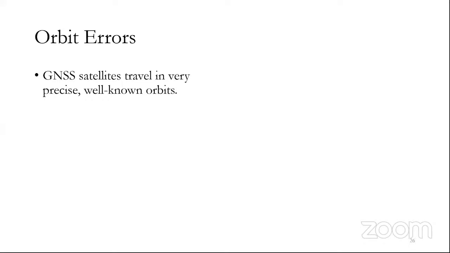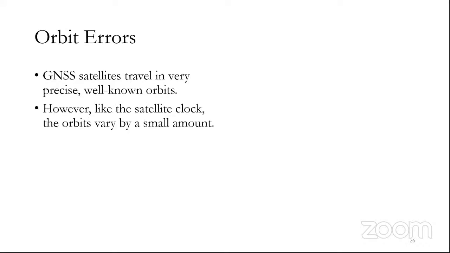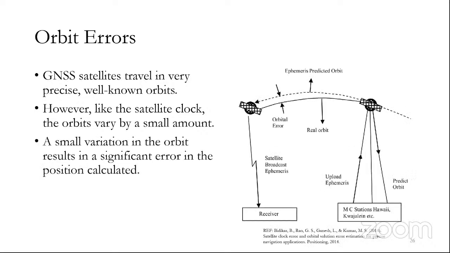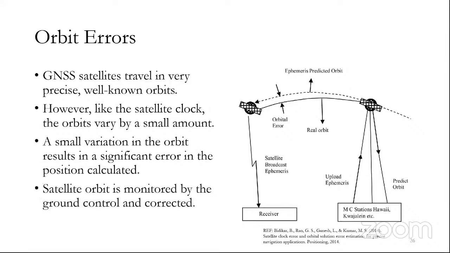Another issue is orbit errors. Of course, the GNSS satellite must know its exact position, therefore it travels in very precise orbits. However, the orbits drift just like the satellite clocks, and it also has to be addressed because it causes significant errors in the positioning, just like the clock errors. And the orbit errors can be fixed by the ground station or the ground segment.